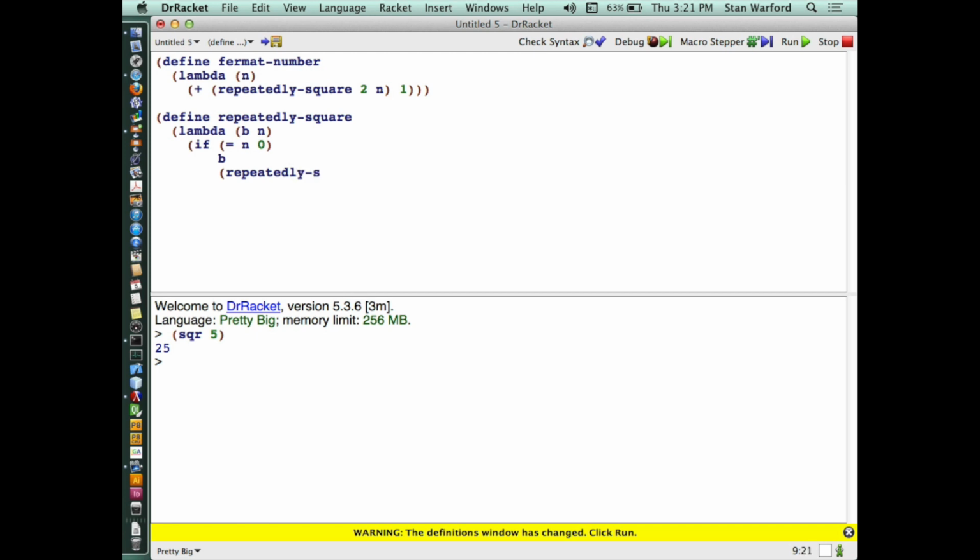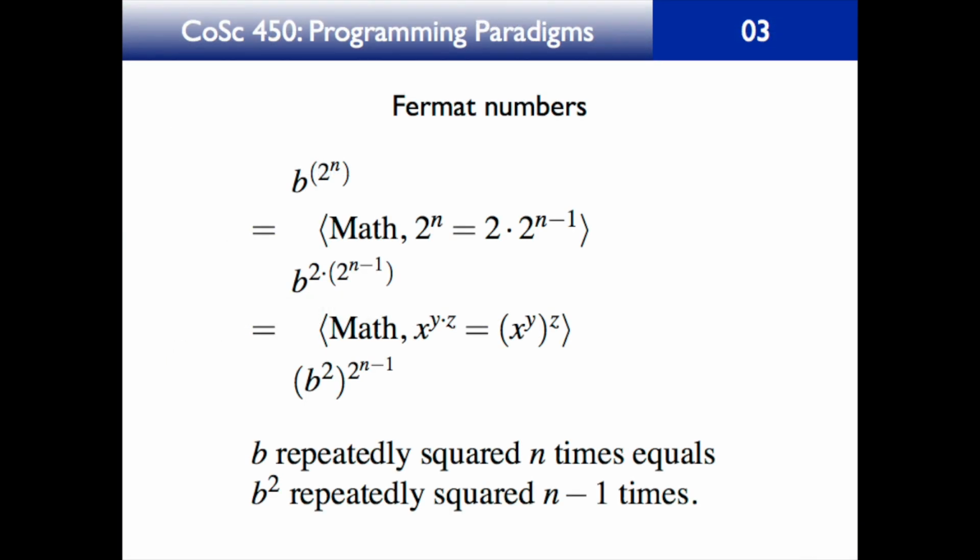Repeatedly square. Now what we have to have is two things here. So how are we going to do this? How are we going to have two things here? Well, let's go back to here. Did you have a question? Okay, so look. How are we going to write this? B repeatedly squared N times equals what? B squared repeatedly squared N minus 1 times.